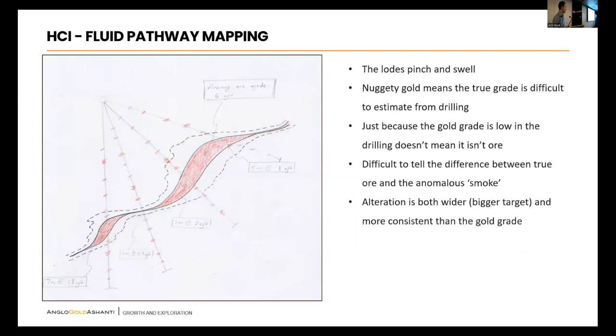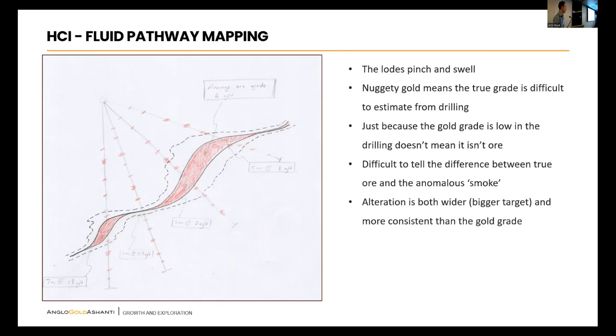The nuggety gold makes it difficult to estimate the drilling, and it's really important, a difficult concept, that just because the gold grade is low in the drilling doesn't always mean it's not ore, which is a little bit of a difficult thing to get your head around sometimes. But I've seen plenty of examples where a drill hole's going through what is predicted to be a mineralized structure, the grade's not there in the assays, you go and look at the core in the tray, and on the other side of the core, a piece of core that hasn't been sent to the lab, there's a big chunk of gold in there. So if that other piece was sent, it would probably run 500 grams per tonne.